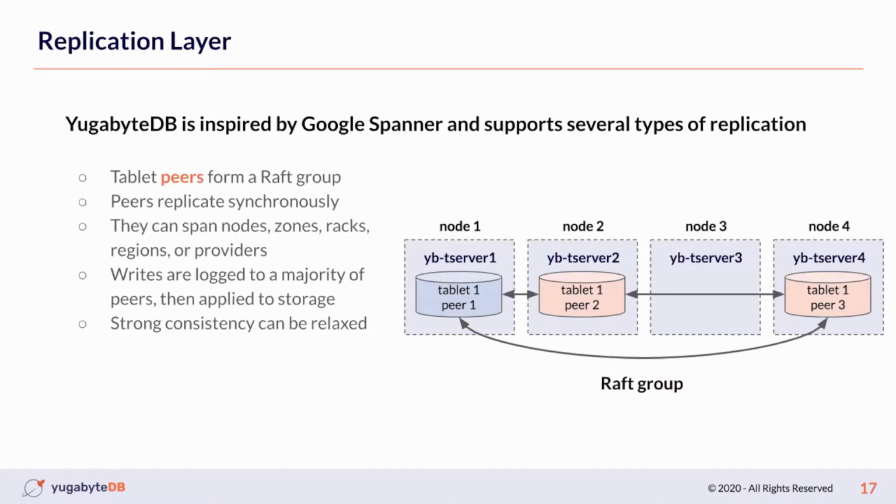The consistency of reads can definitely be relaxed by reading from some of the followers. The consistency on writes for the primary cluster is always strongly consistent. However, you can have read replicas and asynchronous replicas, which will asynchronously replicate data, which relaxes the consistency and gives you better performance.